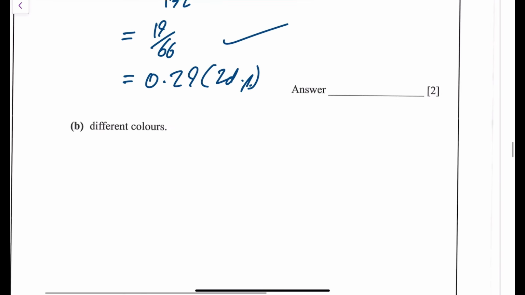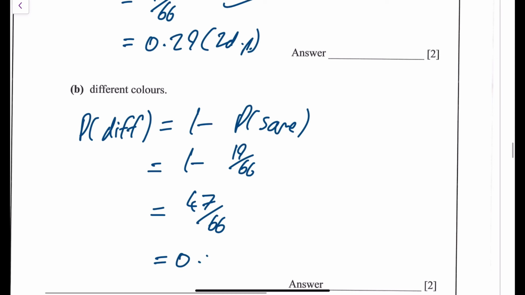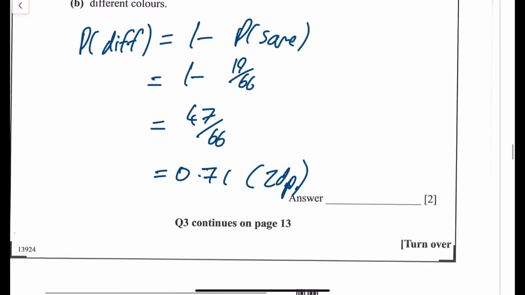Okay, next bit says probability of different colours. Different colours, not even going back to my tree diagram. Different colours is every option except the same. And sure, you've just worked that out. So that's going to be 1 minus 19 over 66, which is 47 over 66. Let's just do that again just to be 100% sure of getting the marks, which works out to be 0.71 to 2 decimal places.